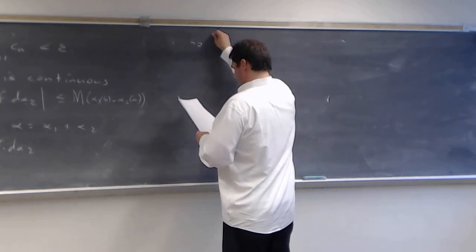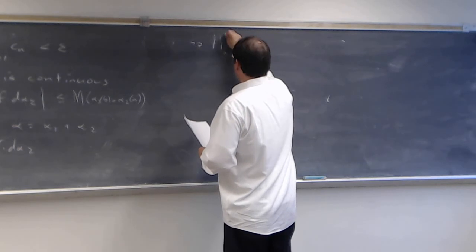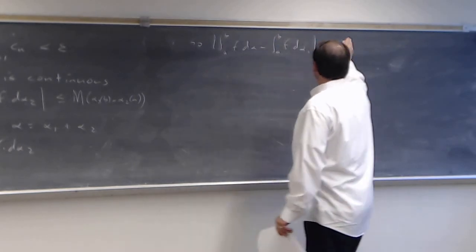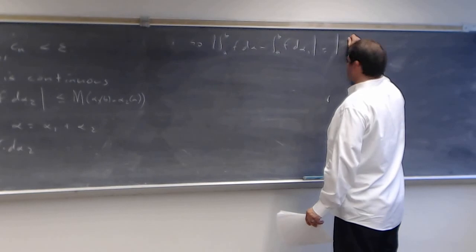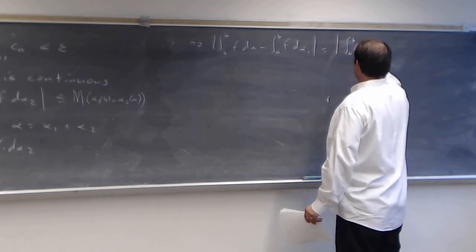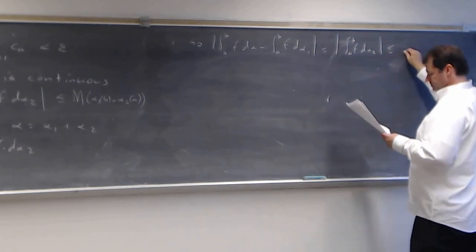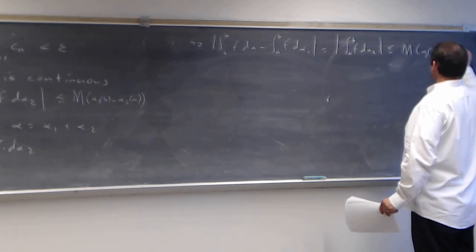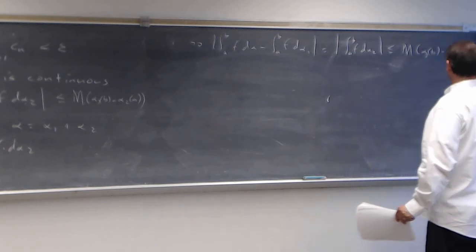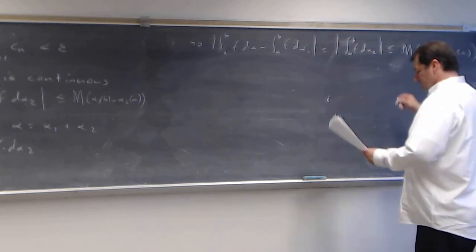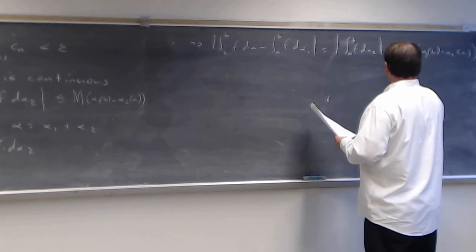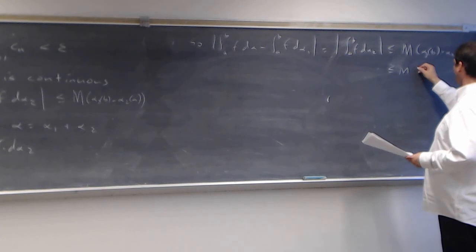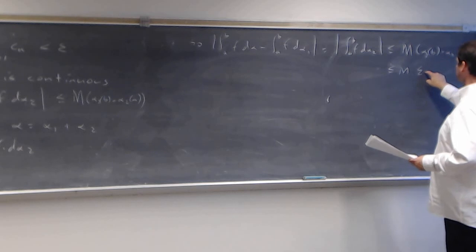So, we looked at the value of this difference. The integral from A to B of f d alpha minus the integral from A to B of f d alpha sub 1 is going to be equal to the absolute value of the integral from A to B of f d alpha sub 2, which we know to be less than or equal to M times alpha sub 2 of B minus alpha sub 2 of A. And this is going to be less than or equal to M times epsilon. Okay? So epsilon replaces this part.